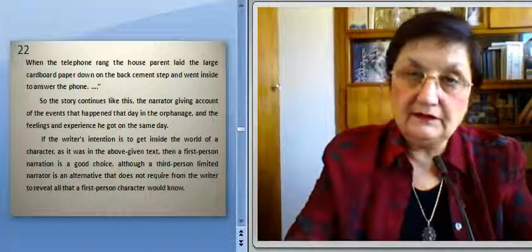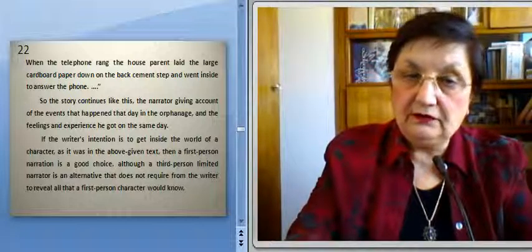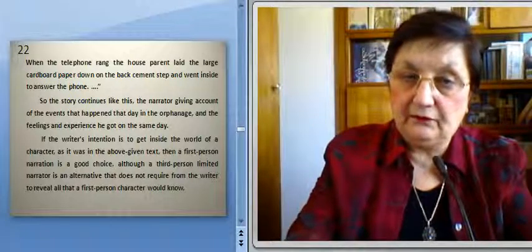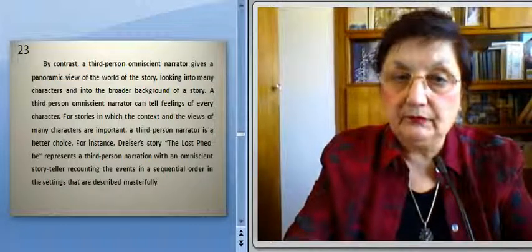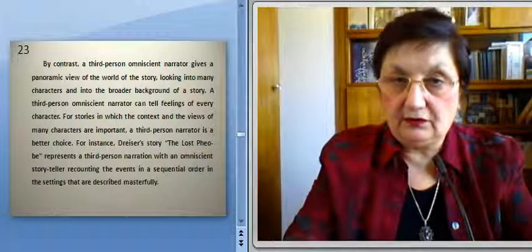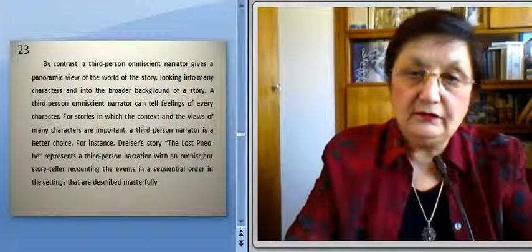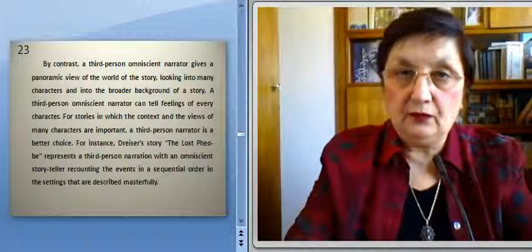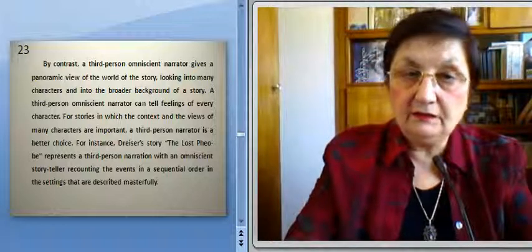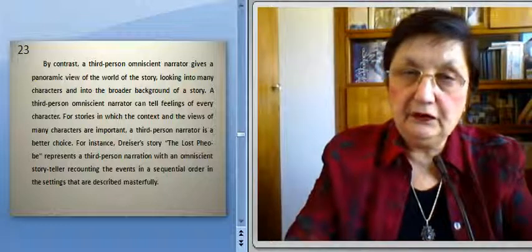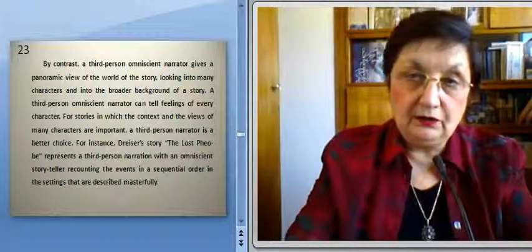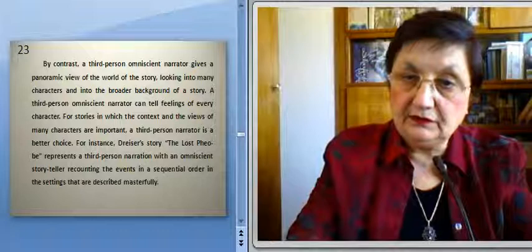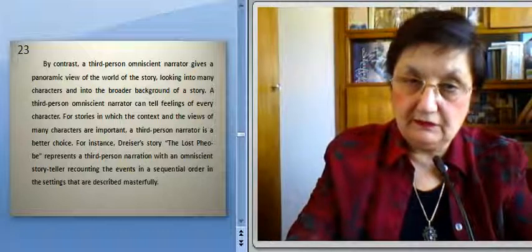By contrast, a third-person omniscient narrator gives a panoramic view of the world of the story, looking into many characters and into the broader background of a story. A third-person omniscient narrator can tell feelings of every character. For stories in which the context and the views of many characters are important, a third-person narrator is a better choice. For instance, Dreiser's story, The Lost Phoebe, represents a third-person narration with an omniscient storyteller recounting the events in a sequential order and the settings that are described so masterfully.